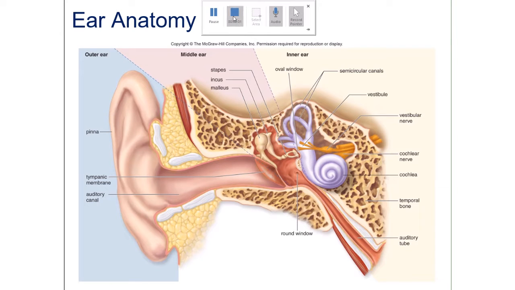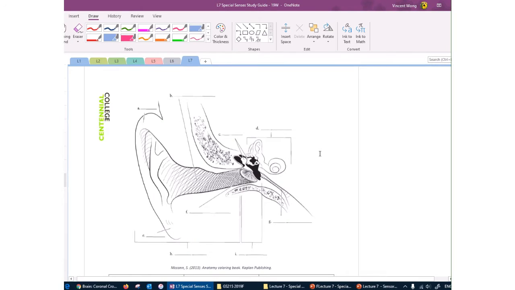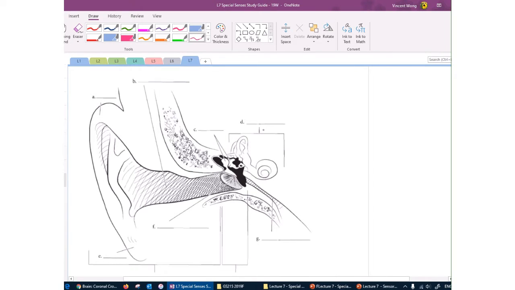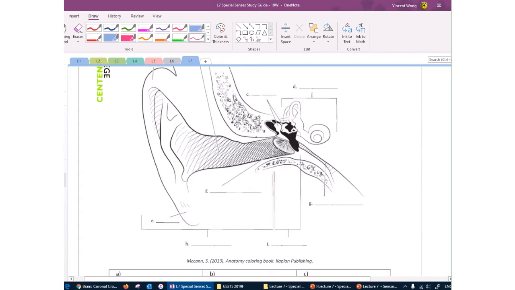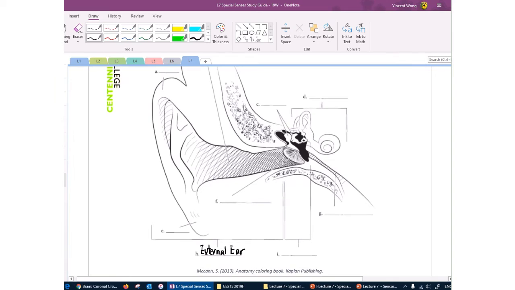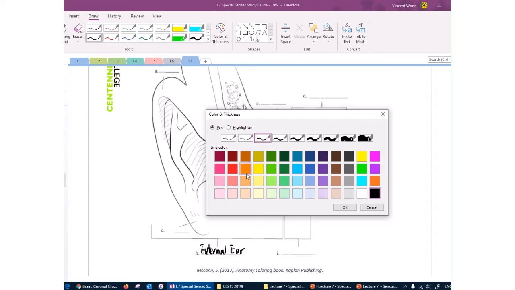Let's label the parts of the ear in our course pack first. So there is the diagram that we're going to label now. Your ear is separated into external ear, middle ear, and inner ear. And here H includes all the parts that are part of the external ear. For the most part, the external ear is what you can see and have access to, so to speak.